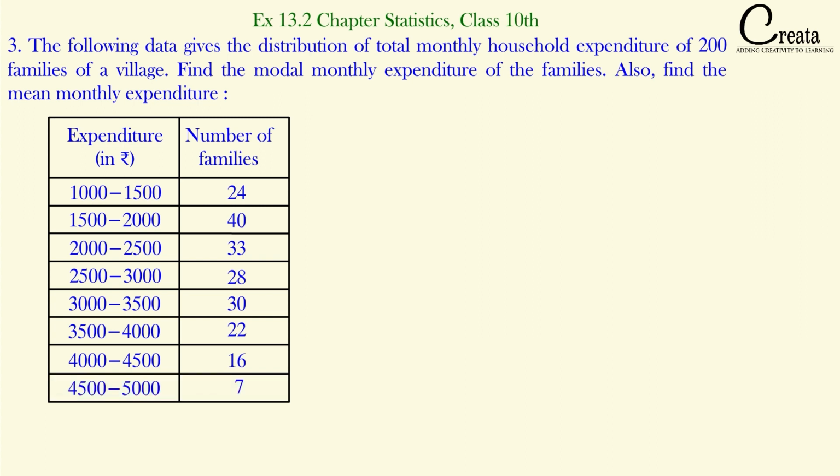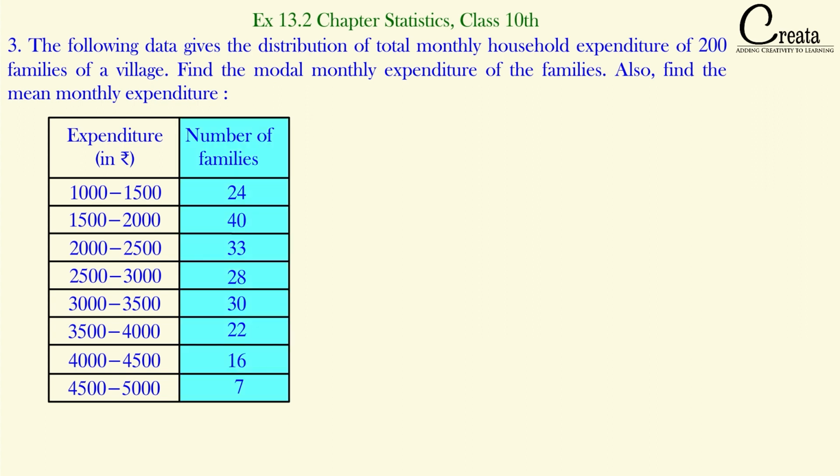These are the ranges. So this is the data given in the question, and we have to find the mode as well as the mean. The modal monthly expenditure and mean monthly expenditure. So you got the question. Let's approach the question. First step, we will find the mean. You can start with the mode or you can start with the mean. It is up to you. We will start with the mean.